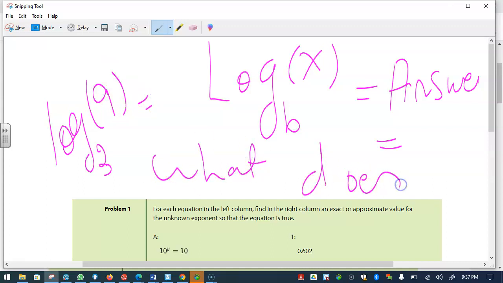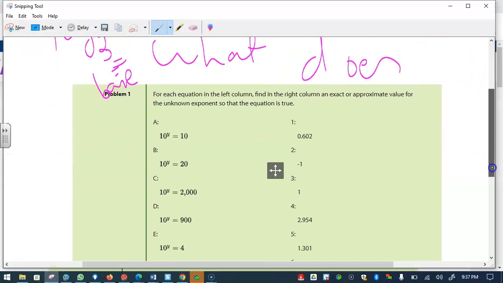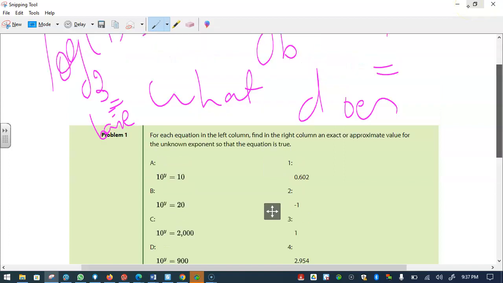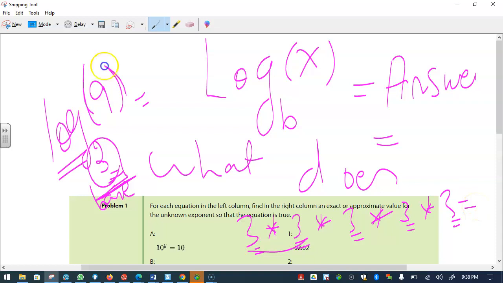So what does this mean? You're just asking, this is the base, how many times do you multiply these three? That's the question. Every time you ask what a log means, you're asking how many times the growth factor multiplies itself to get whatever is given to you, that 9. The only option is 3 times 3 is 9. So the answer has to be 2.